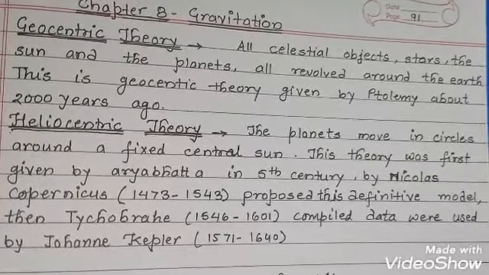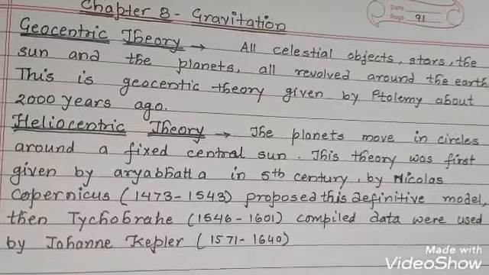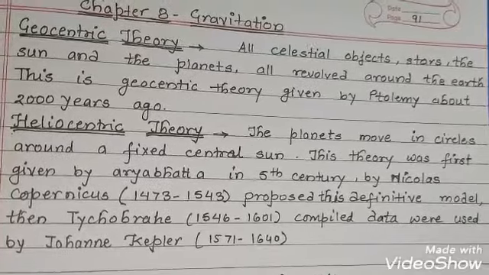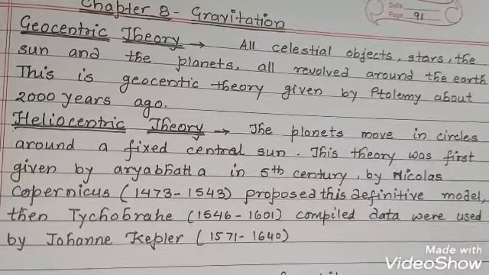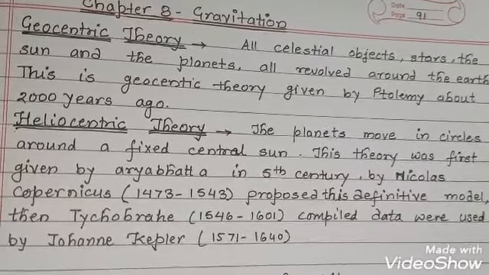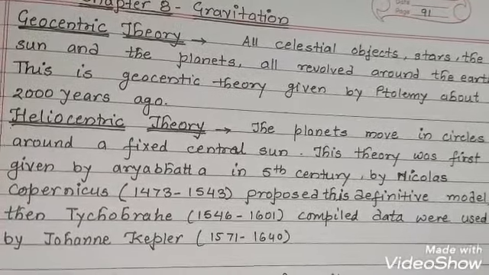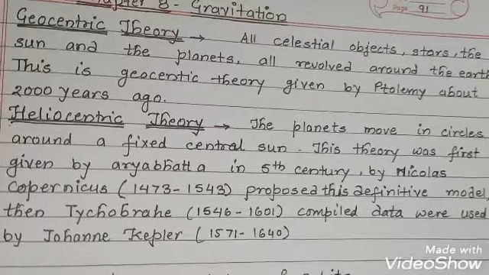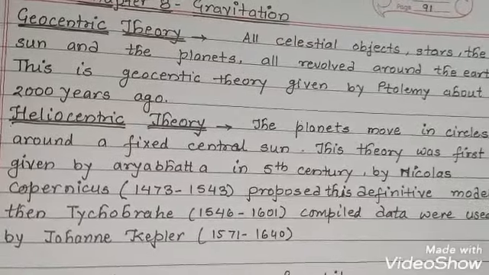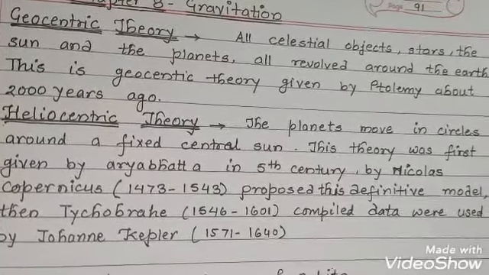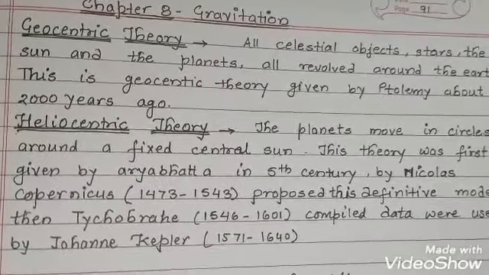hailing from Denmark, spent his entire lifetime recording observations of planets with the naked eye. His compiled data were analyzed later by his assistant Johannes Kepler, from 1571 to 1640. He could extract from the data three elegant laws that now go by the name of Kepler's laws. These laws were known to Newton and enabled him to make a great scientific leap in proposing his universal law of gravitation. So now we'll move further.